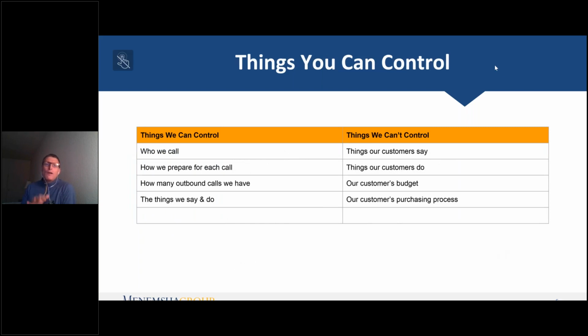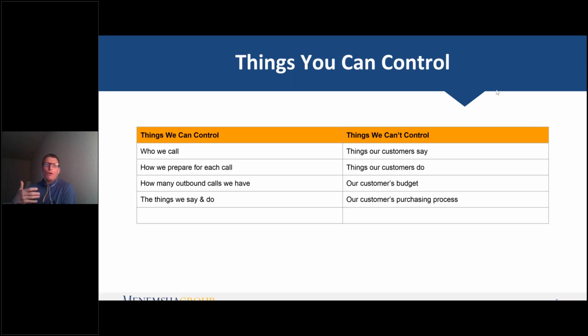So I want to talk a little bit about things that you can control and things we can't control. I know, having been in a sales profession my whole adult life, if you will, it can be really frustrating with things that you can't control, right? It can be frustrating when we can't control our candidates. We can't control what our candidates say or what they do. We can't control the things that our customers say or the things that they do. And of course, we can't control their budget or their purchasing process.